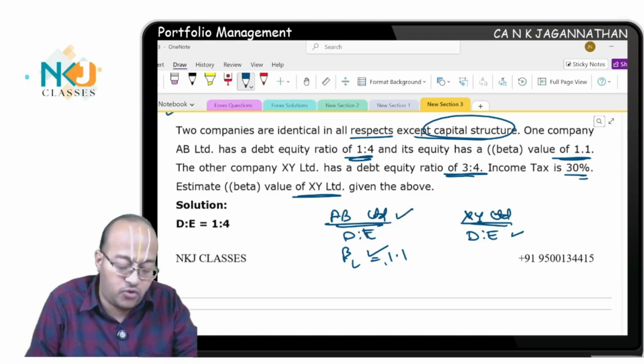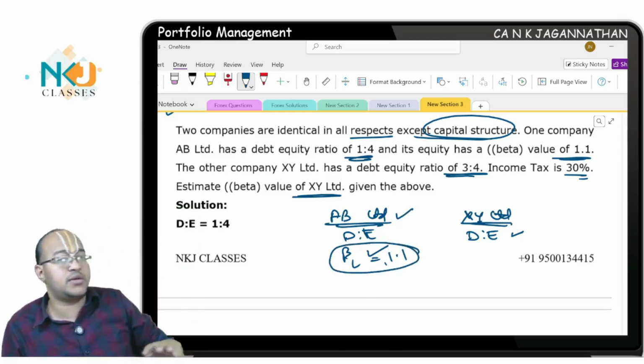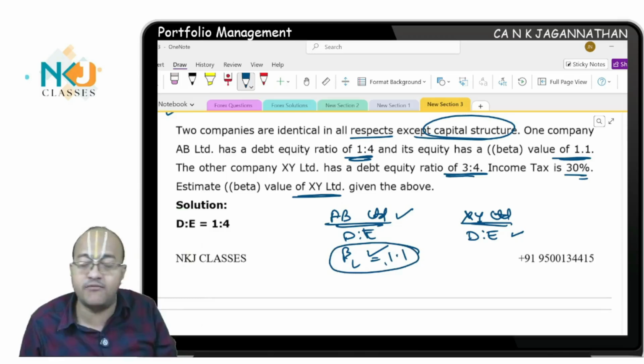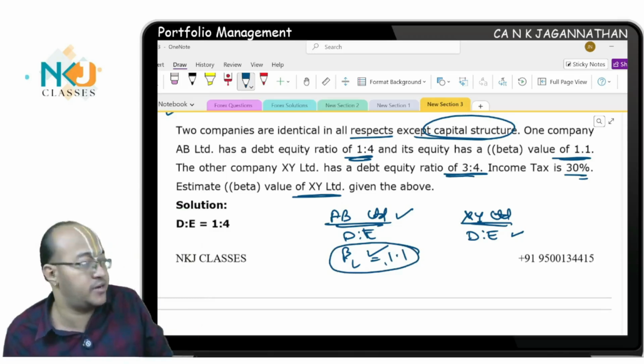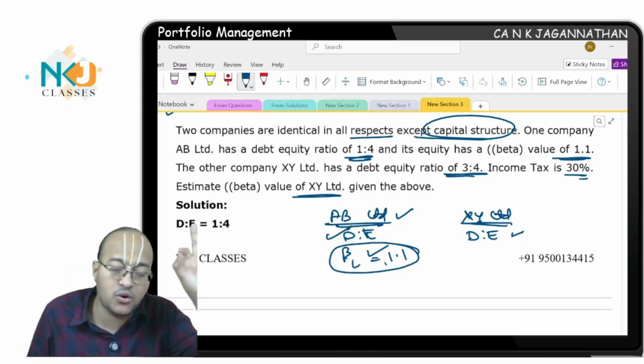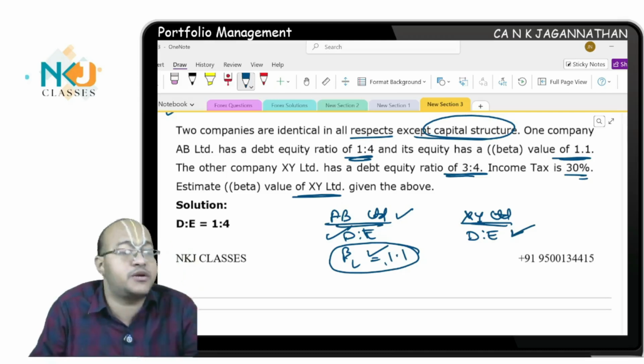What do you do as the first step? First step, convert the equity beta into asset beta. Understanding? Which means you have levered beta, you unlever it using its own debt equity ratio. Correct? Now you have the asset beta. I will lever it using the debt equity ratio of XY Limited.